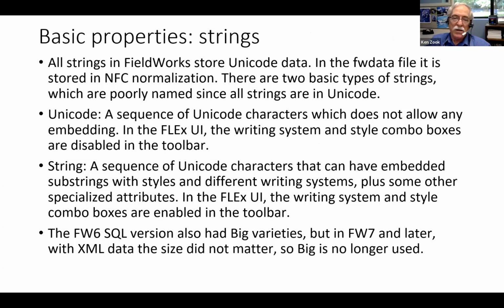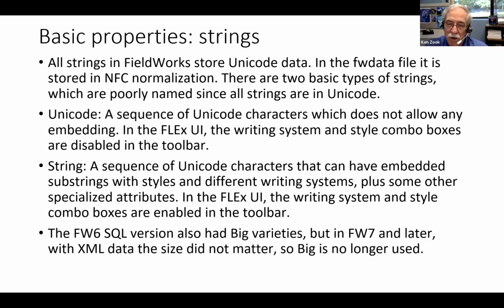Basic properties, strings. All strings in FieldWorks store Unicode data. In the FWData file, it is stored in NFC normalization. There are two basic types of strings which are poorly named since all strings are really in Unicode. But way back when, we called the one Unicode, and what that means is it's a sequence of Unicode characters which does not allow any embedding.